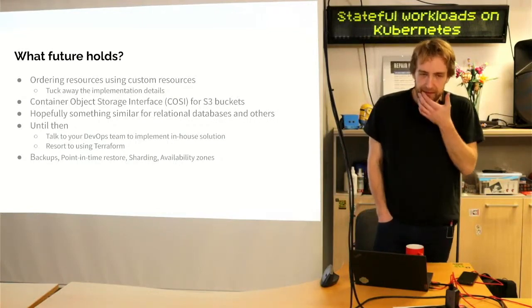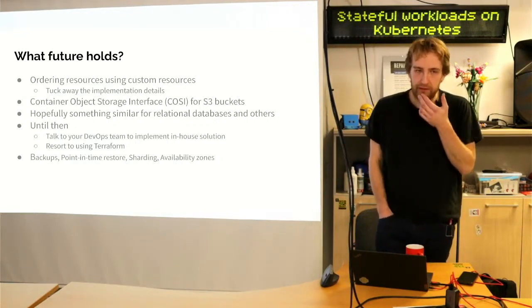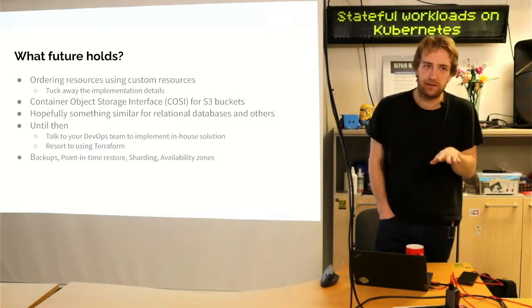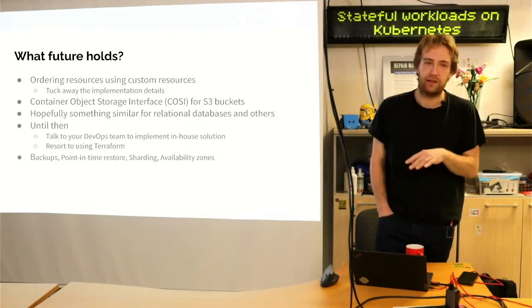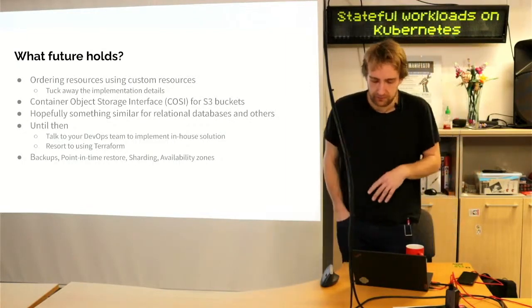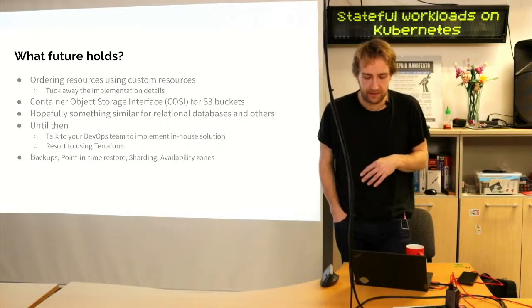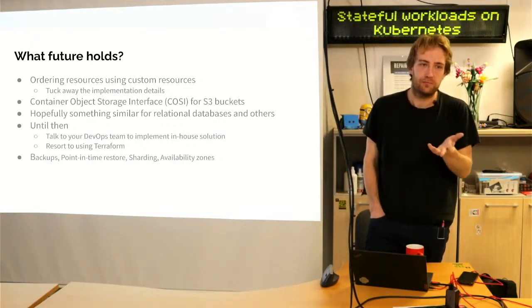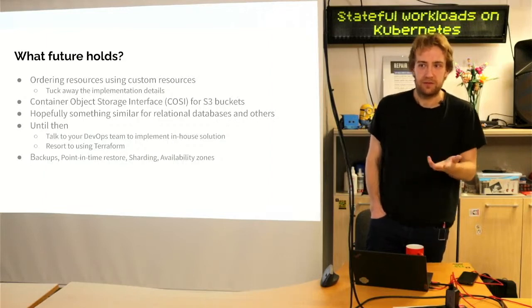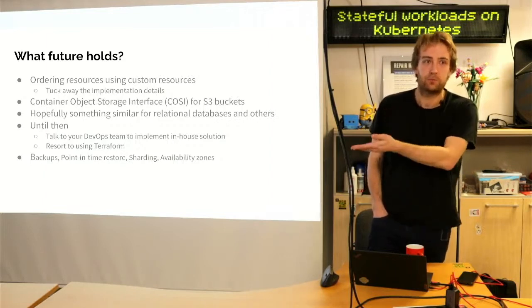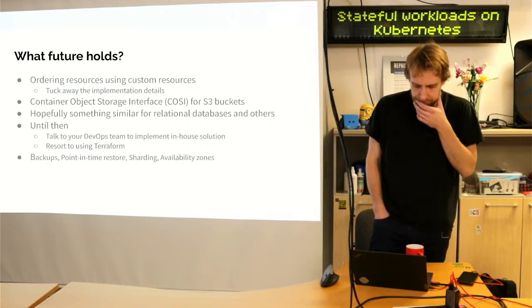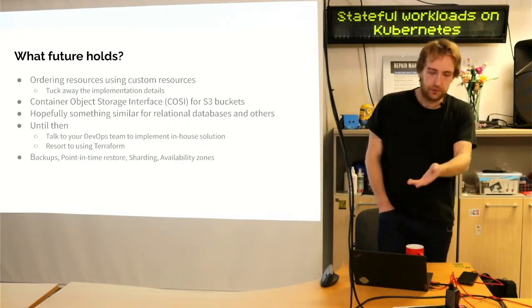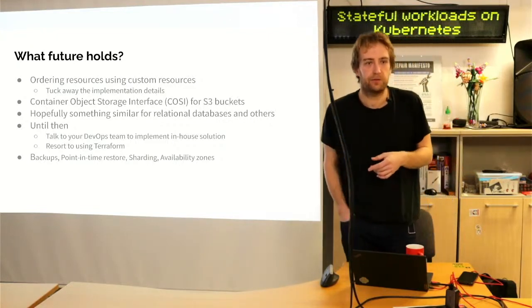But something like this for relational databases, a universal standardized way of ordering relational databases or even non-relational databases, doesn't exist at the moment at all. And that was like my holy grail. I think that eventually it will get there, but it will probably take a couple of years. And until then, what can you do? Of course you can continue using Terraform.